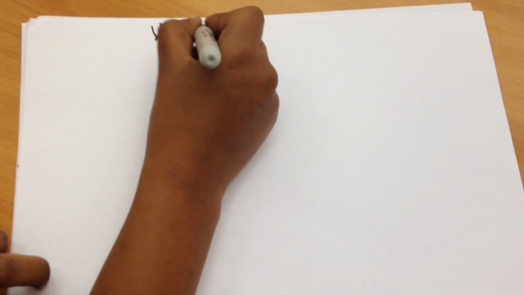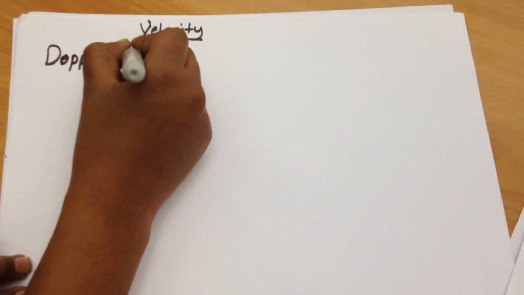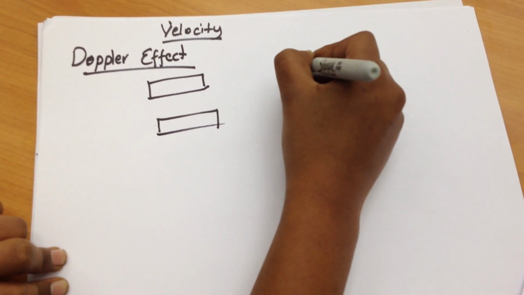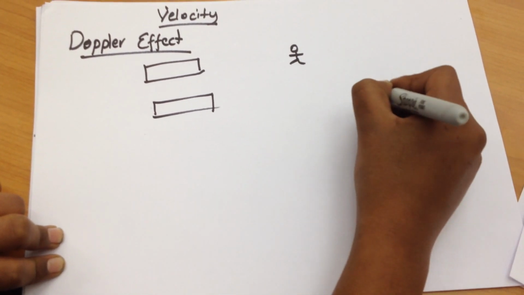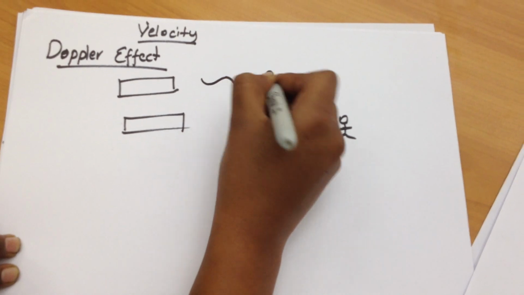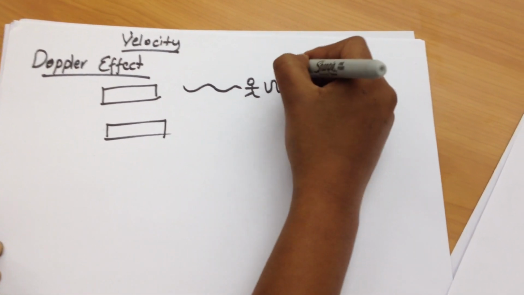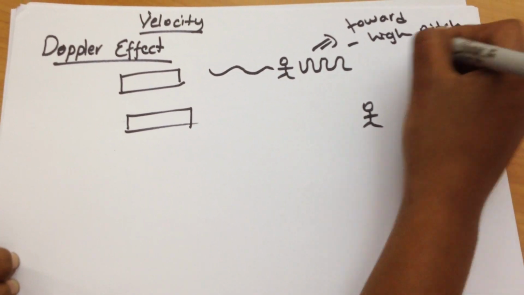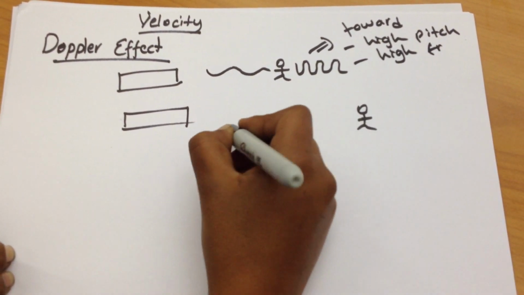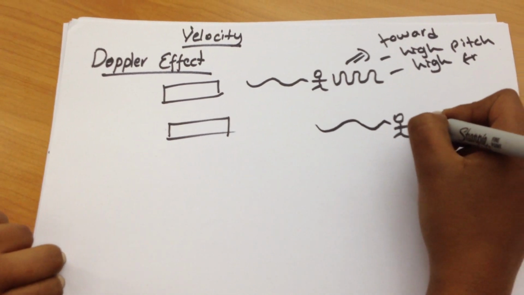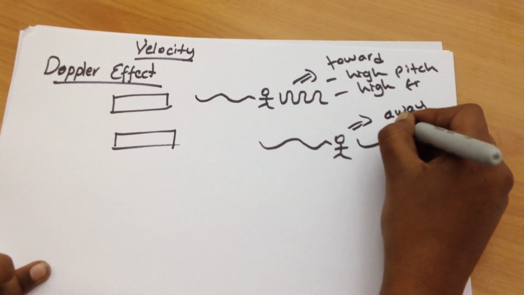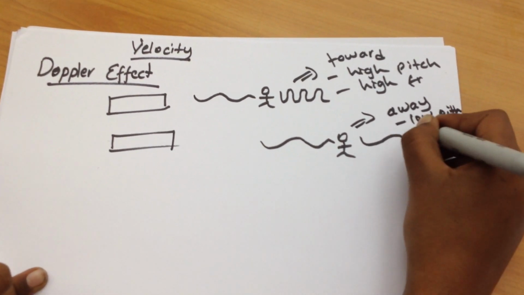Velocity. First, let's talk about the Doppler effect. For example, when an ambulance is approaching us, we would hear a loud noise, and then when it's going away, we would hear a lower noise. Let's say this is us, and this is the normal wavelength. When it comes toward us, the waves compress, and we would have a high pitch and high frequency. When it's going away, we would see that the waves expand, so it would be a low pitch and low frequency.